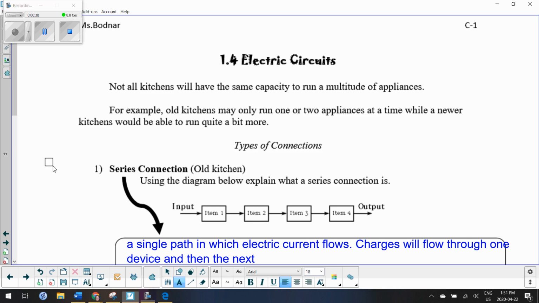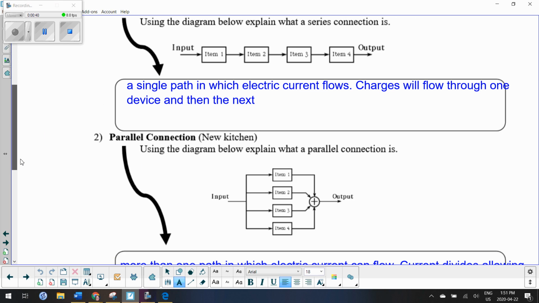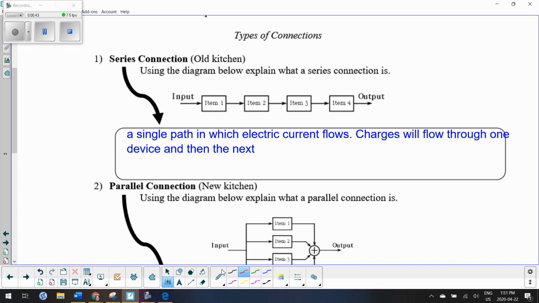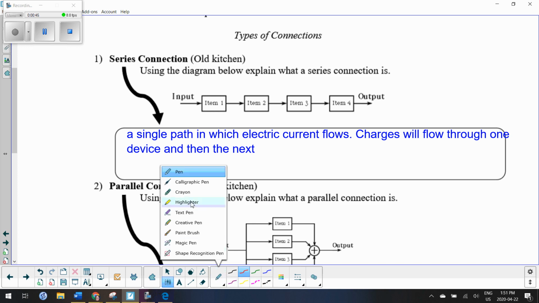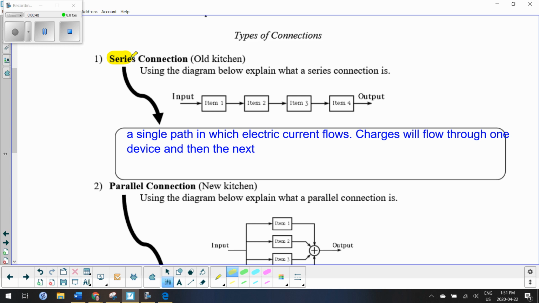Okay, so types of connections. There are different types of connections that are found within different devices as well as in your home. The two different types are a series connection and a parallel connection. A series connection is one in which your devices are lined up basically in a row, so the current has to flow through one device, then the second, then the third, then the fourth, and then eventually going out and circling back.